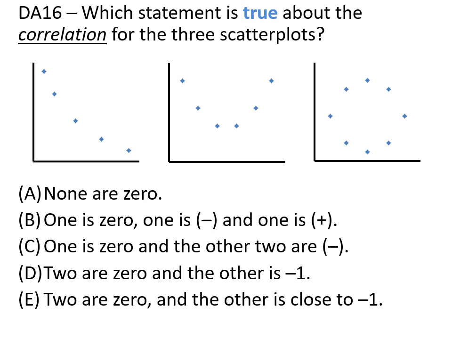DA 16. Which statement is true about the correlation of the 3 scatter plots? So think about looking at those scatter plots. Some of them are pretty easy to calculate, or you could guess at what the R values would be. Correlation, remember, is the R value. So go ahead.